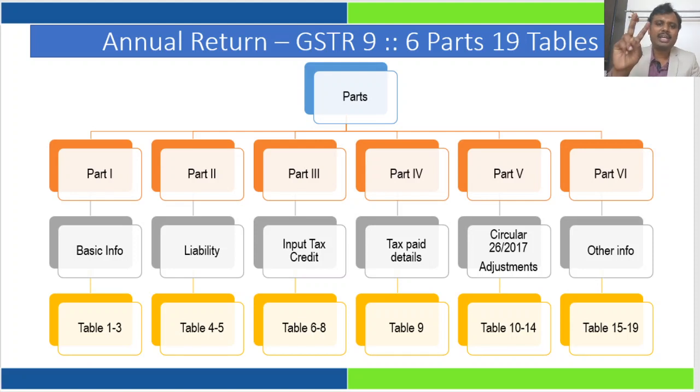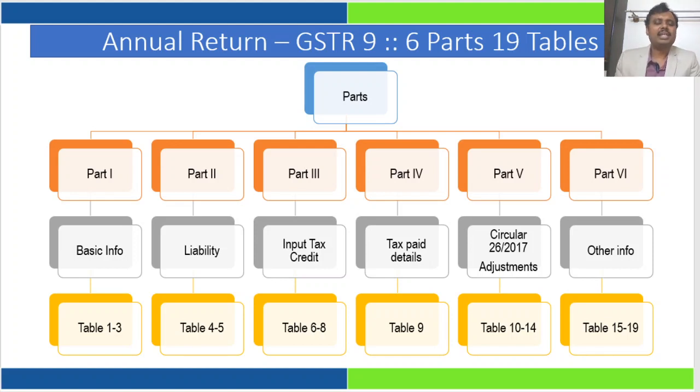Part 2 is divided into 2 tables, table 4 and table 5. Table 4 deals with the transactions which have tax liability. Table 5 deals with the turnover which does not have the tax liability. So my liability is recorded in part 2, table 4.